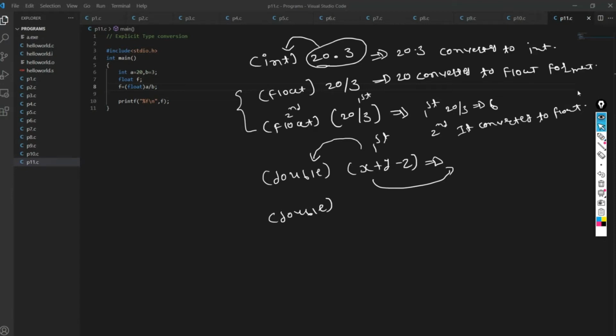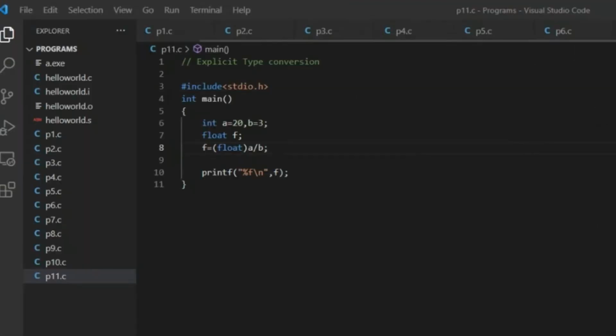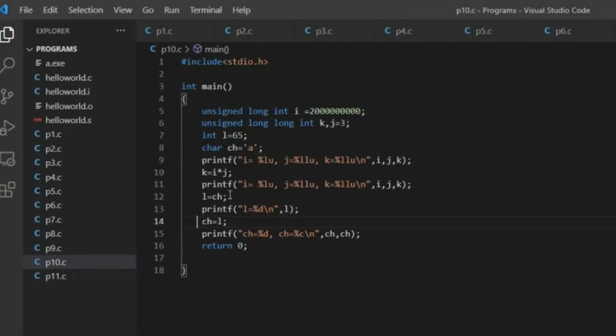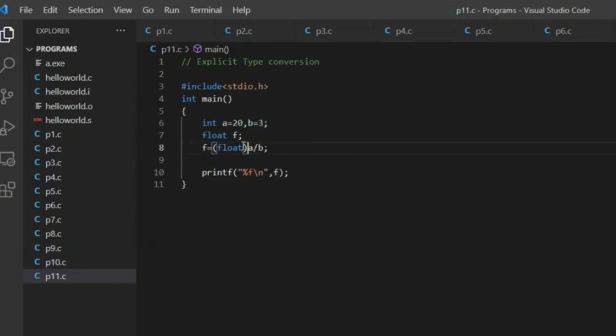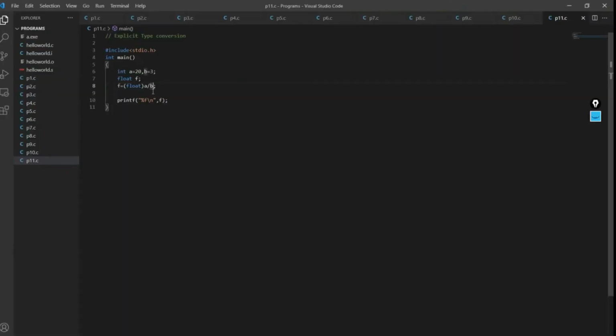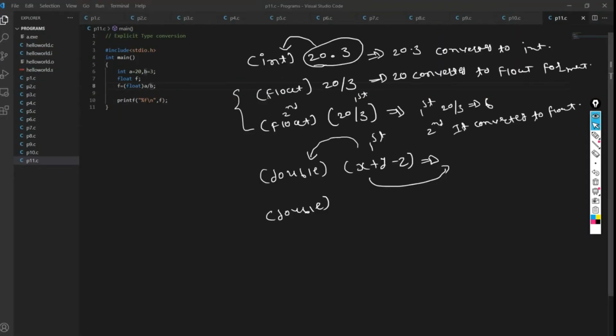What we saw yesterday in implicit type conversion, in this particular line, k is equal to i multiplied by j. What is i and what is j? My data is stored in the format of long integer. Why? Because j has the highest priority. Similarly, here we are doing it explicitly. So my a is treated as a float, and float has the highest priority compared to integer. Because of that, now both lines are understood. Yes.